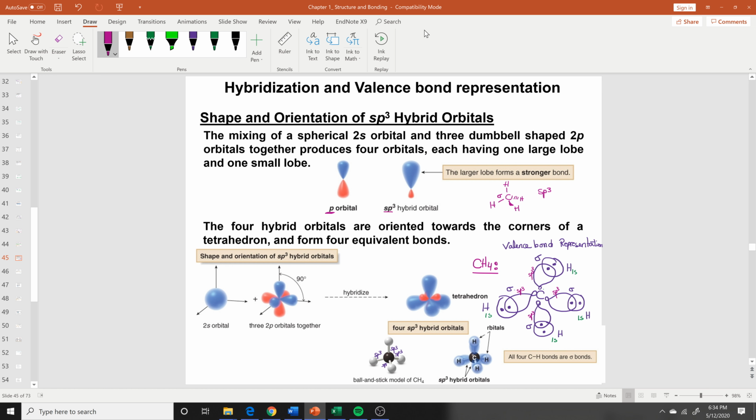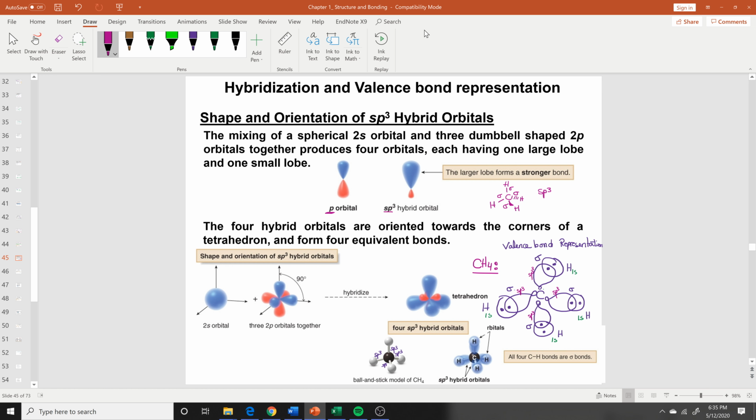Now, in order to draw those sp3 hybrid orbitals, because over here all the bonds around the CH4 are sigma bonds, I have here 4 sigma bonds, and they are made up of the overlap of the 1s orbital of the hydrogen with the sp3 hybrid orbital of the carbon. And this is how you draw the valence bond representation. This is the same as that, just to show you how to draw it. So this is the hybrid orbital. I know that carbon has 4 hybrid orbitals because it is sp3, because I am forming bonds with 4 hydrogens.